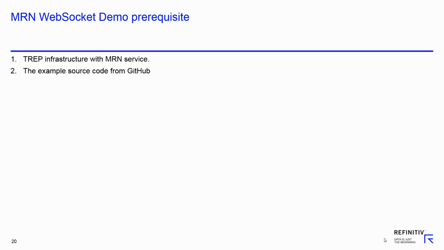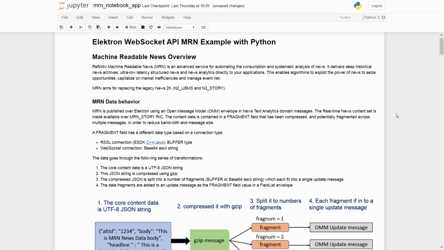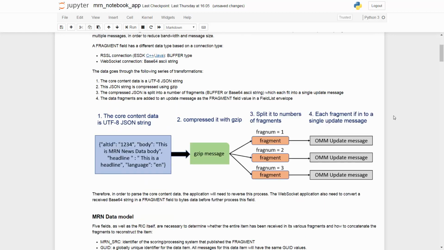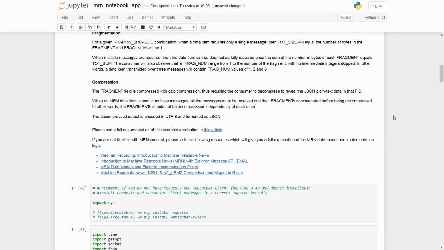You can download all example source codes from the GitHub page. The first example is in Jupyter Notebook and Python language. This example gives you complete code and documents for the MRN and Elektron WebSocket API interaction. This notebook lets you follow through each notebook cell for reading the document, modifying the source code, and then running it instantly to see the MRN data results.